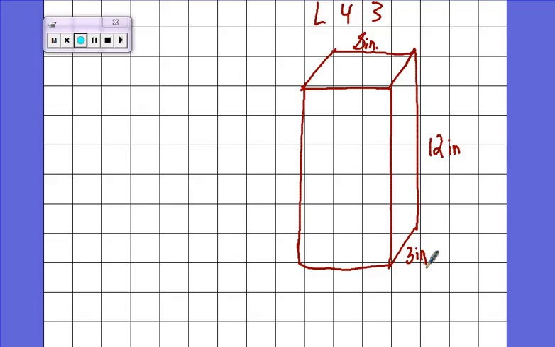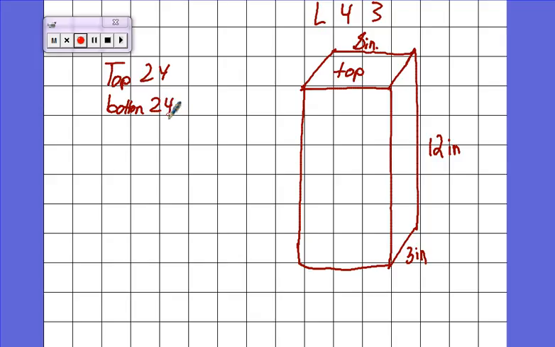On this box-like shape, this rectangular prism, the top is going to be the same as the bottom. So the top is 8 inches long, and how wide is it? 3 inches. So what is 8 times 3? 24. Okay, so the top is 24. That means the bottom is also going to be 24 square inches.